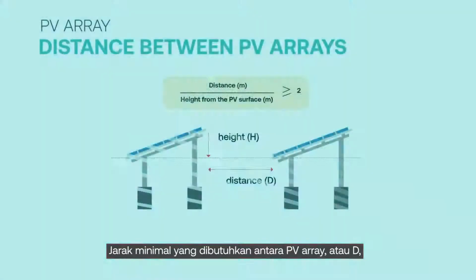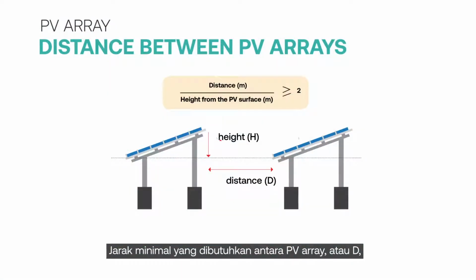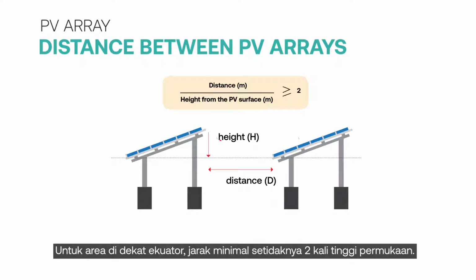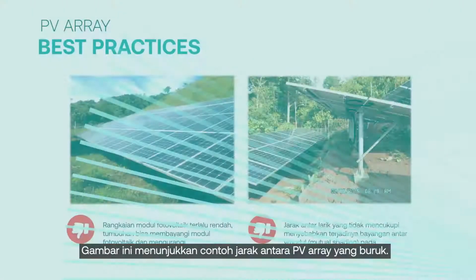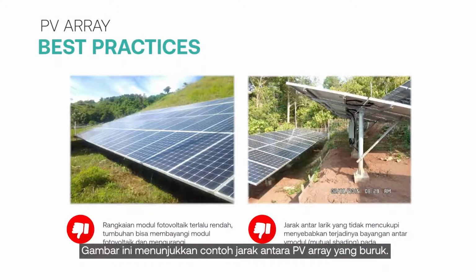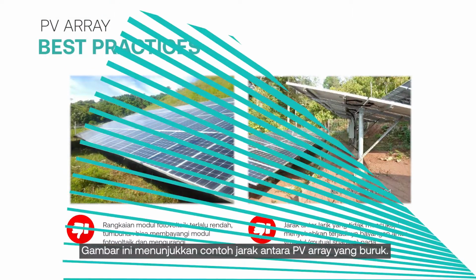The minimum required distance between PV arrays, or D, mainly depends on the location latitude, the height of the PV array surface or H, and time. It applies especially in areas in which the sun trajectory changes significantly throughout the year. For areas close to the equator, the rule of thumb is that the distance is at least twice the height of the surface. The pictures show bad examples of distance between PV arrays.